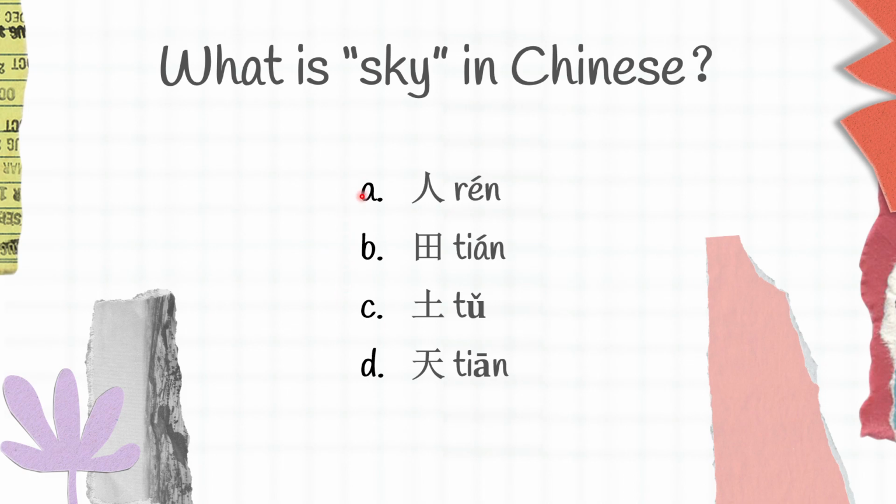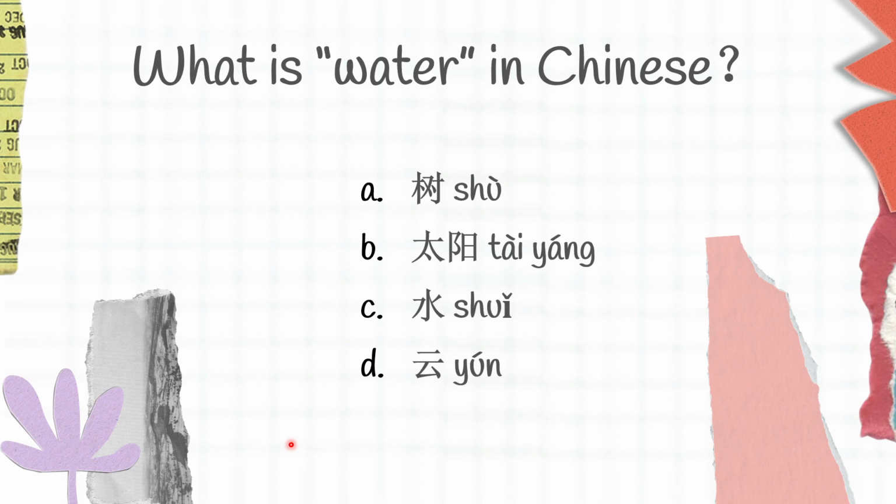Ren is people, Tian is field, Tu is soil, and Tian is sky. So the correct answer for this question is D, Tian. The next question here. What is water in Chinese? We have A. 树, B. 太阳, C. 水, D. 云. So let's try to guess first.